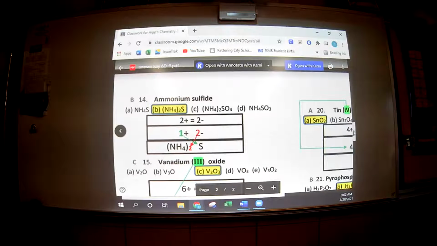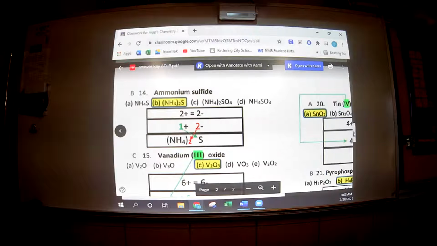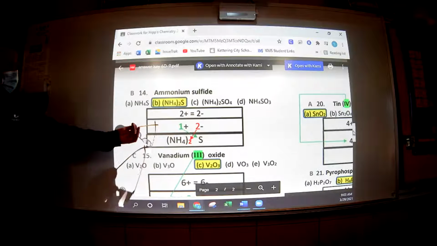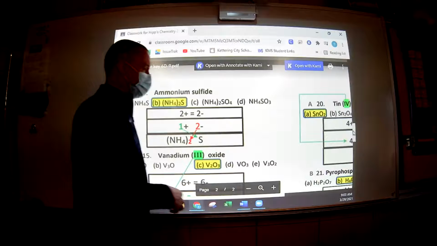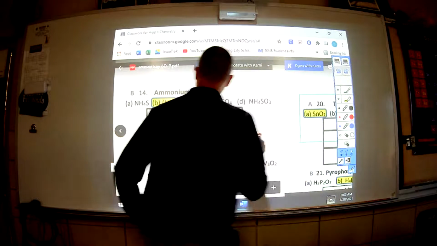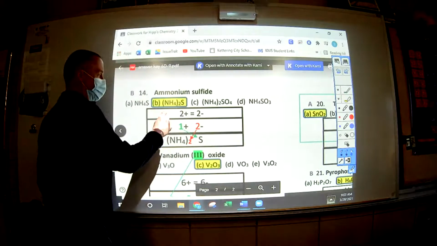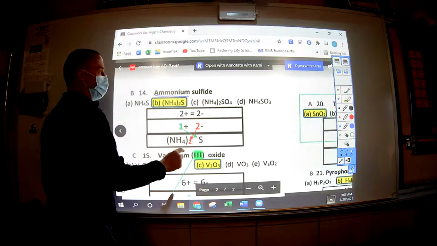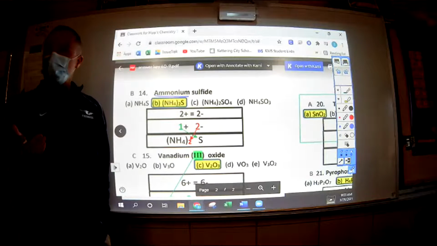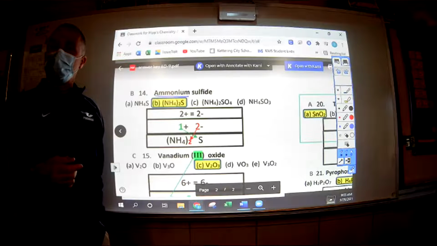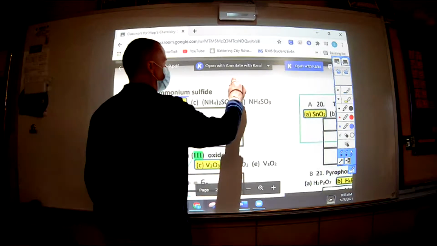Number 14. Take a good look if there's any of these that you're having trouble with. 14. Yes, absolutely. They want to know. And this is everything all shown for you here, but let's just start from scratch. Step 1, we write the formulas or symbols that go with this. So they want ammonium. Ammonium, you would have to look on your polyatomic ion sheet. It's at the top of the polyatomic ion sheet.